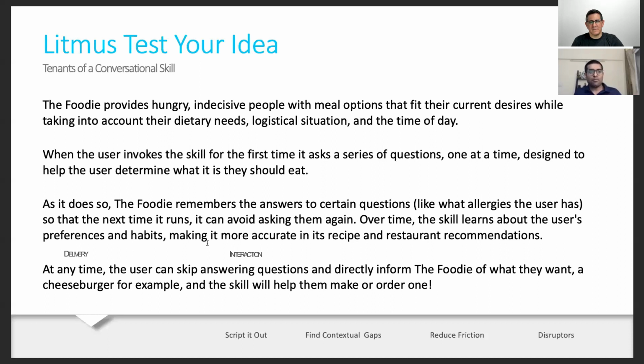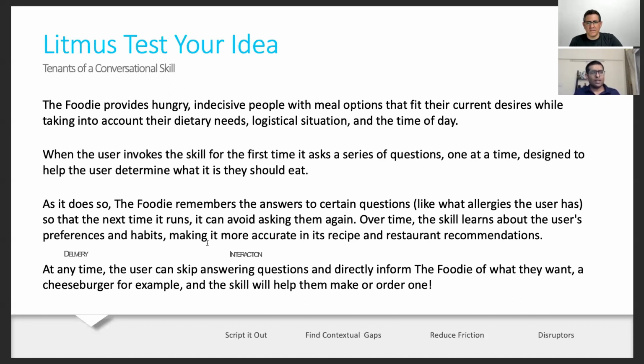So the skill that I was talking about, foodie, provides hungry people with meal options, and it takes into account their dietary needs, logistical situation, and the time of the day. Now, when you open the skill for the first time, it will ask you a question.